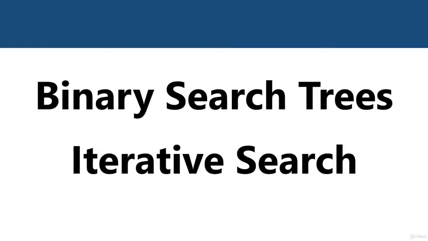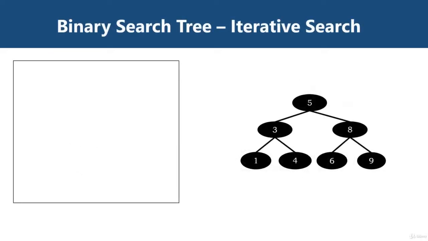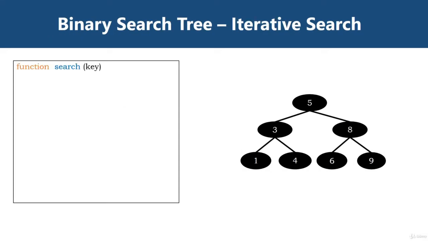In this video, we will look at the iterative function to perform search operation in binary search trees. We will have the function as search, which will take key as the parameter. The very first statement is to create a variable, that is a temporary root, to hold the initial value of the reference of the root of the binary tree.